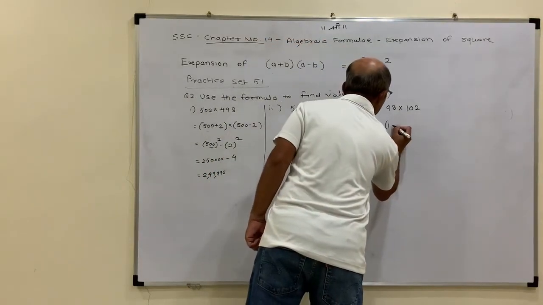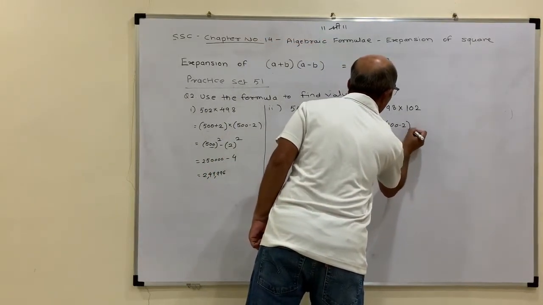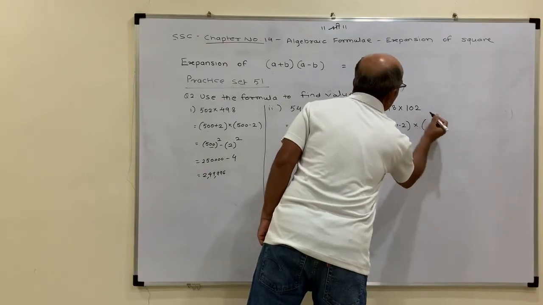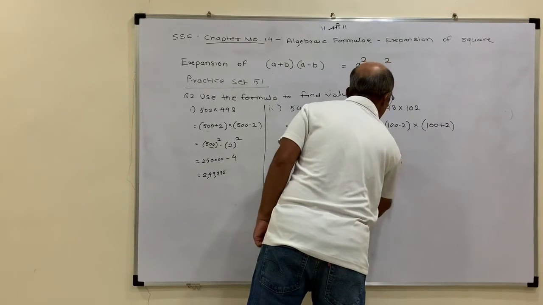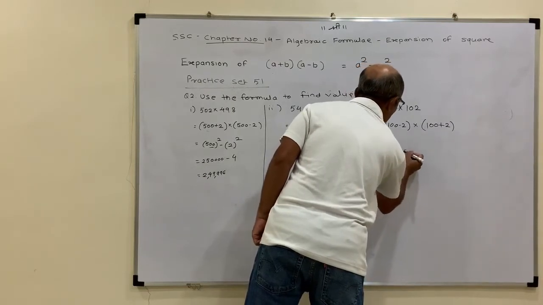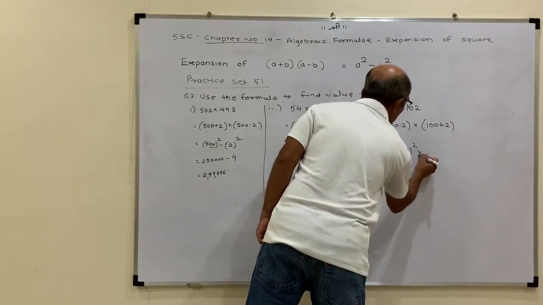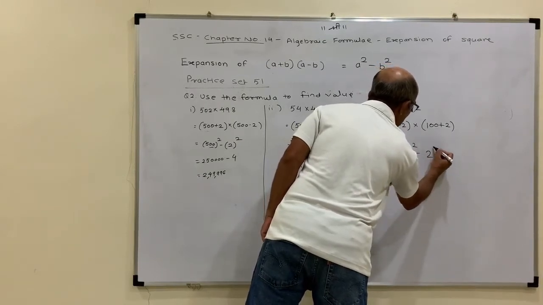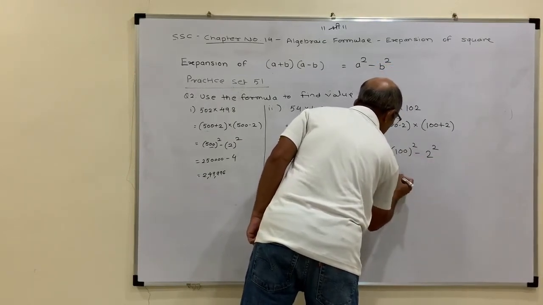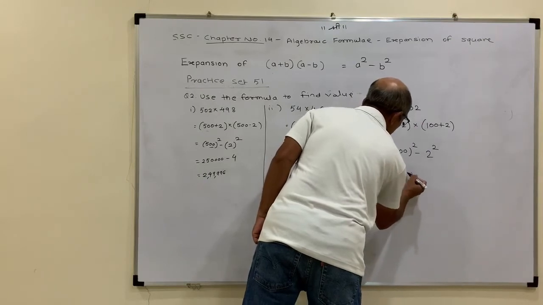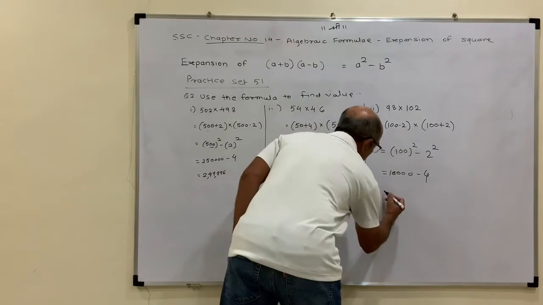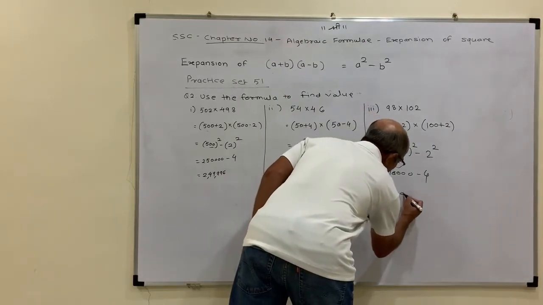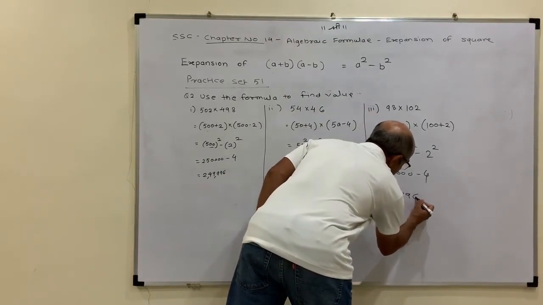Again, the last one, which we already solved once. 98 is nothing but 100 minus 2, into 102, which is 100 plus 2. So it will be 100 square minus 2 square. 100 square is 10,000 minus 4. So it will be 9,996.